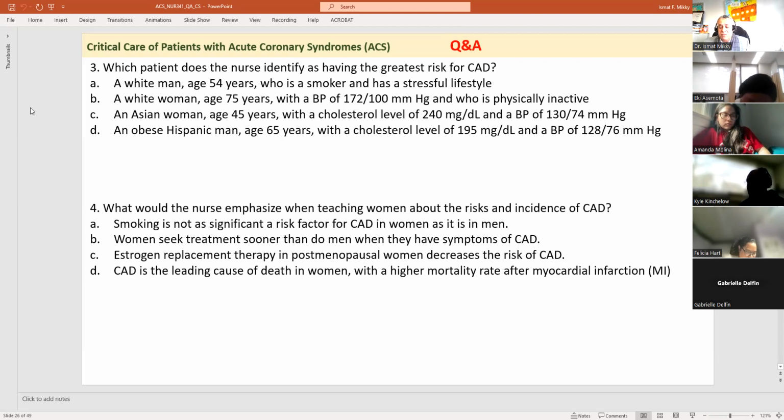Number 3. Which patient does the nurse identify as having the greatest risk for CAD?